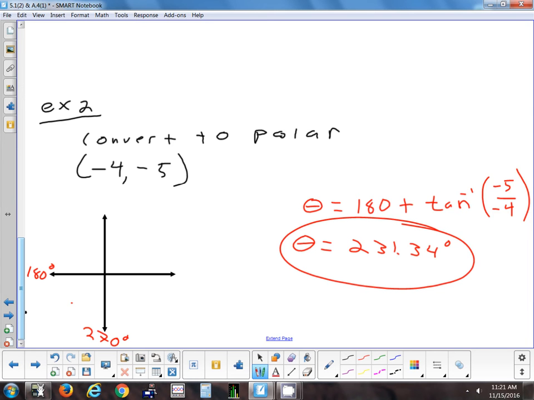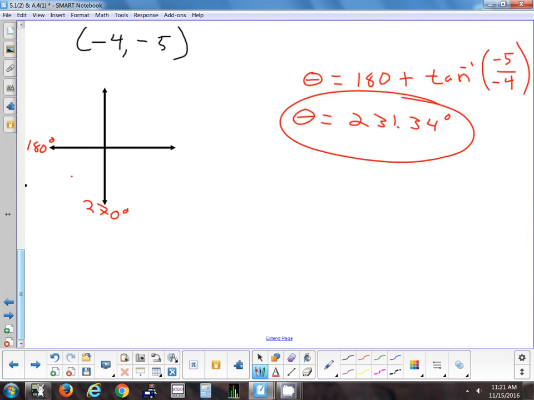Okay, and Katrina, what's the other thing I have to find? I've got my angle. Radius. Yeah, and can you tell me how I'd find my radius? You do x squared plus y squared. All right, so -4 squared plus -5 squared. And what goes on the other side? R squared. R squared, perfect.